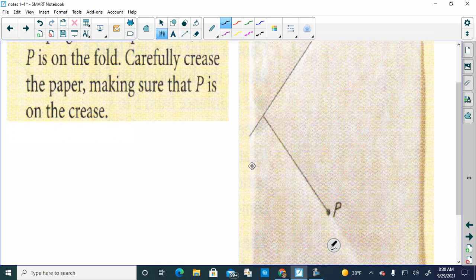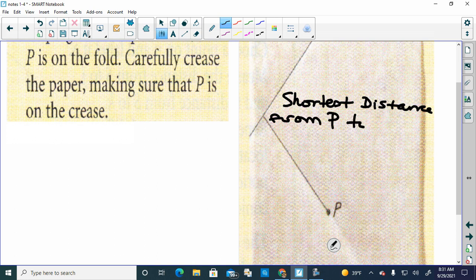Okay, so looking at yours, again, not looking at this one, because that's just stretched out on the paper. So looking at yours, it should form a 90-degree angle. Okay, we good? Okay, so the only thing that we are writing on here is we're going to write: shortest distance from P to line L is a right angle.